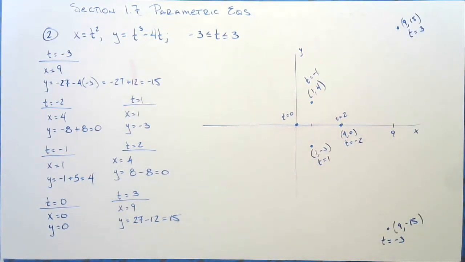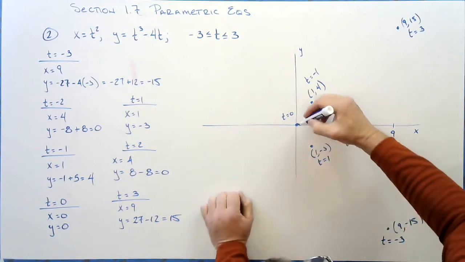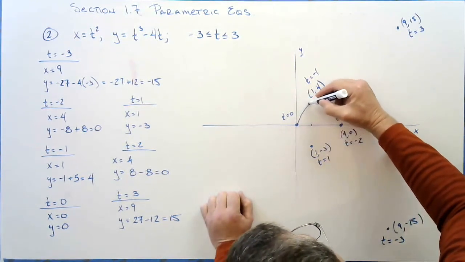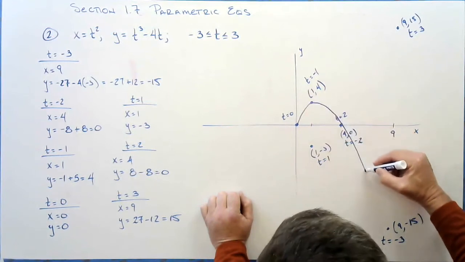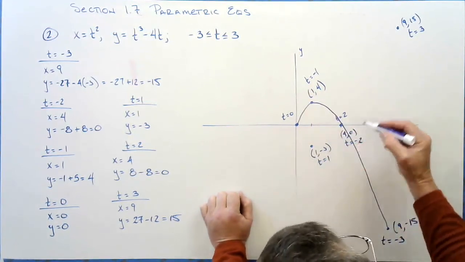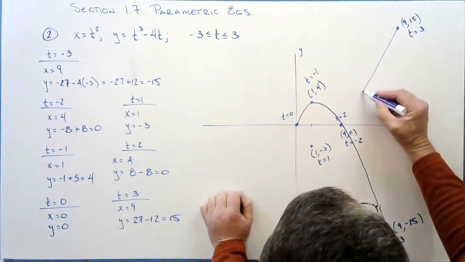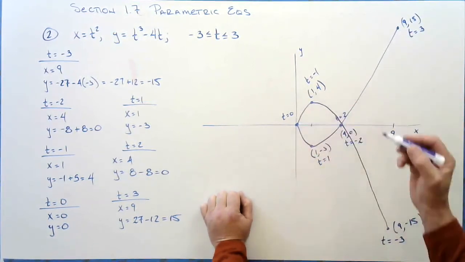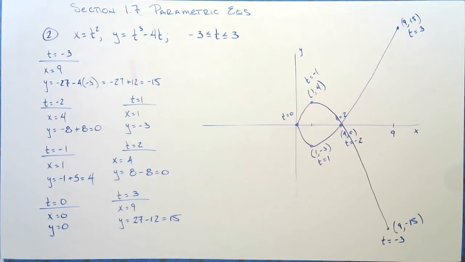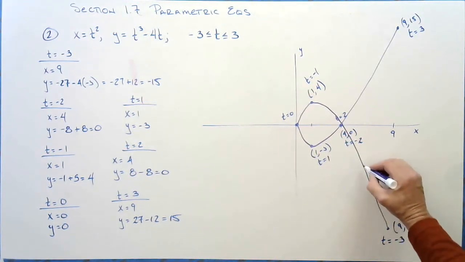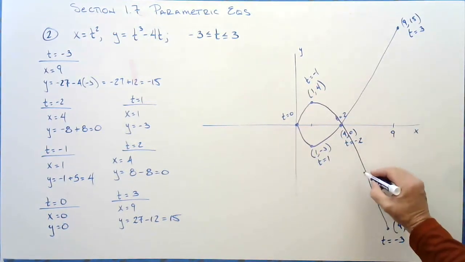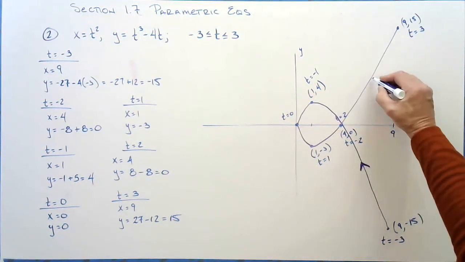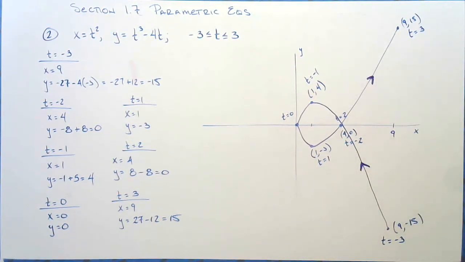Then it says draw the curve, right? Draw the curve. That's the whole purpose here. We're supposed to be sketching the curve. So we have a curve that goes like this. And then down here, it goes like this. And they want us to use an arrow to indicate the direction, right? So the curve started at -3, ended at 3. So our arrow would go in this direction, okay? So that's problem number 2.